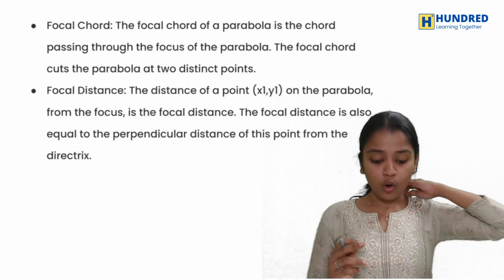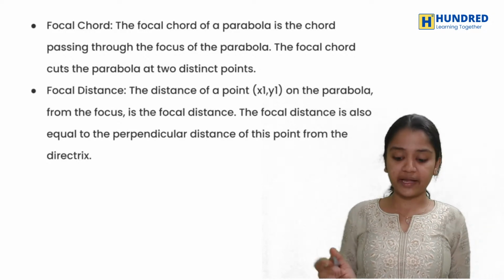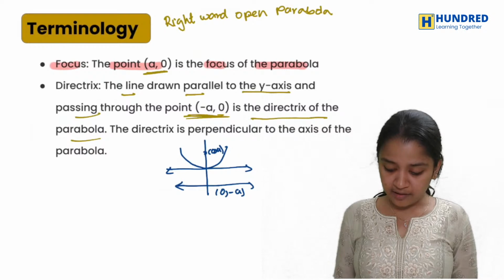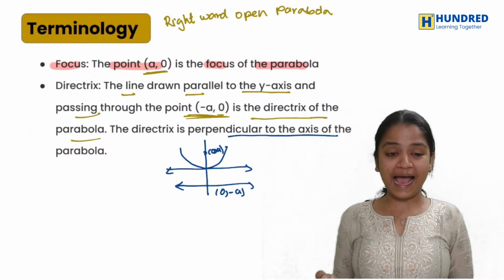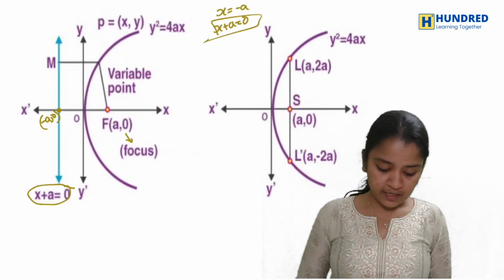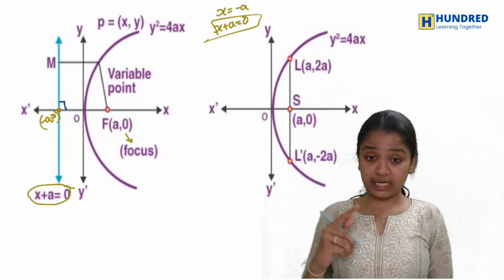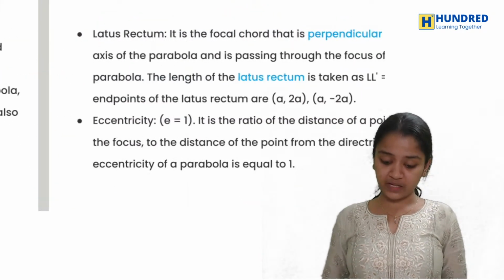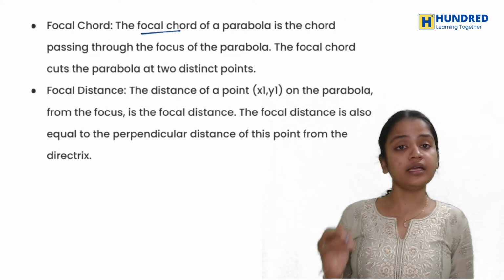So here, what is a focal chord? One more point: the directrix is perpendicular to the axis of the parabola. You can see right here, it is a perpendicular line. It is not just any line, it is a perpendicular line. Now let's go to the focal chord.